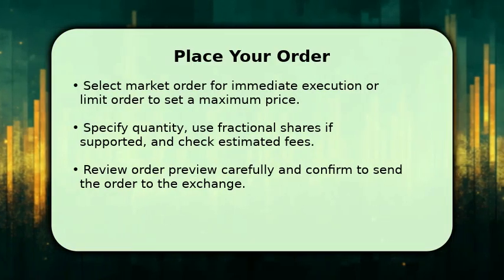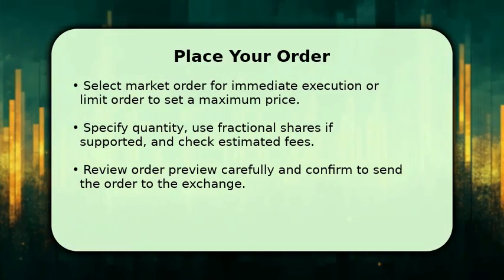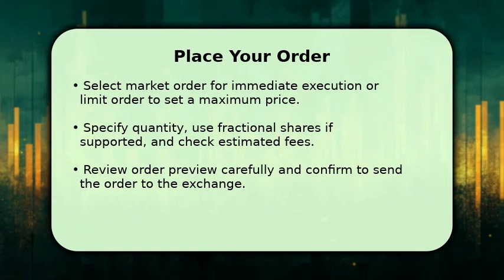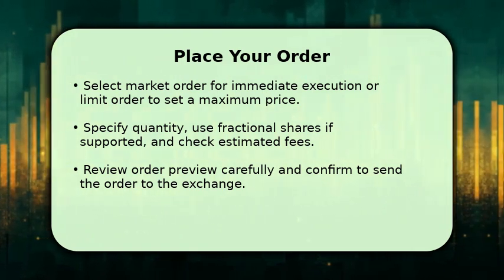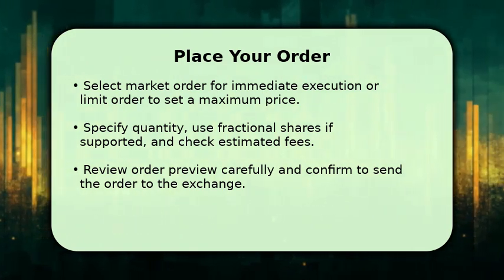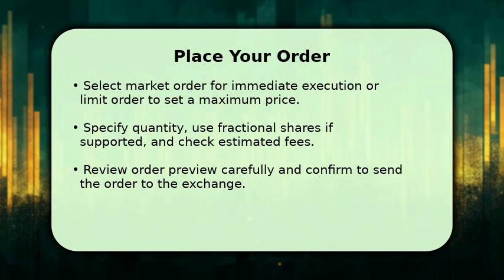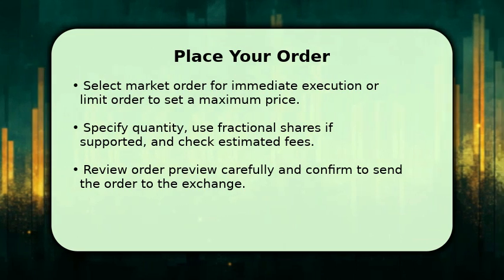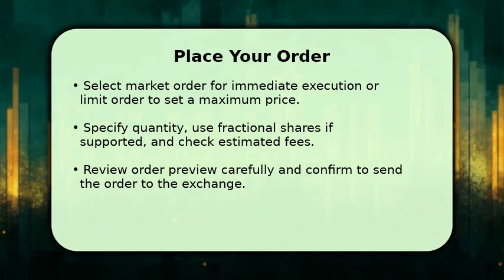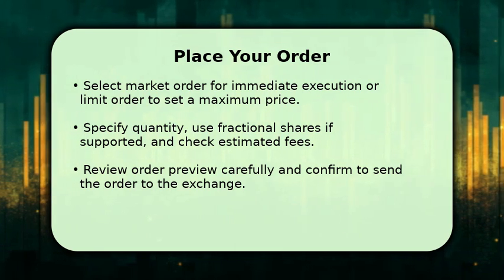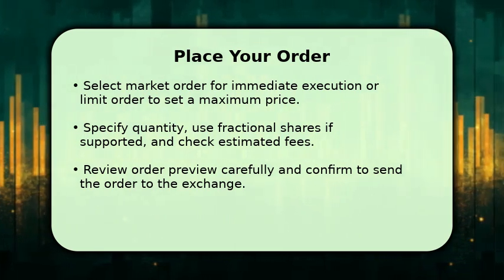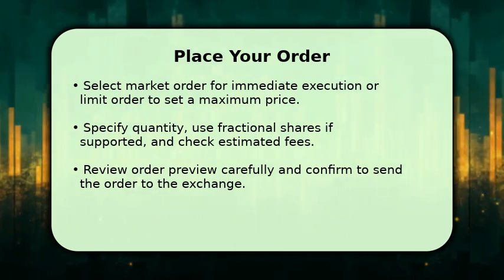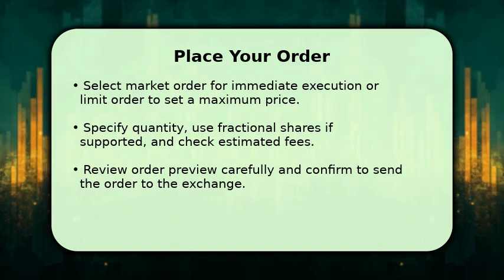When placing an order, choose Market for immediate fills or Limit to control price, then enter the share count or fractional amount. Pick time in force like Day or Good Till Canceled, and check estimated commission and regulatory fees. Review the order preview page to confirm ticker, quantity, and total cost. Finally, confirm and submit the order, then monitor the Orders tab for execution details and confirmations.